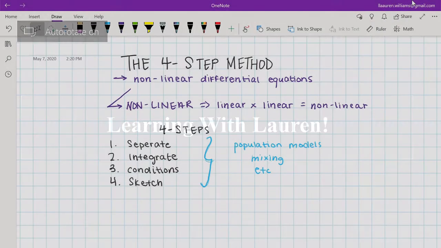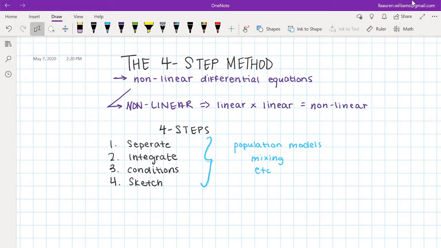Hey guys, so today we're going to cover the four-step method. This is used to solve nonlinear differential equations. A nonlinear differential equation can be seen in the example, which is basically anything that is linear multiplied by another linear term will become nonlinear.